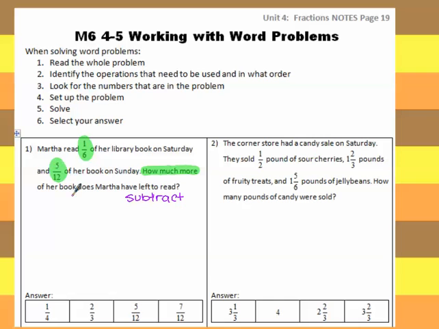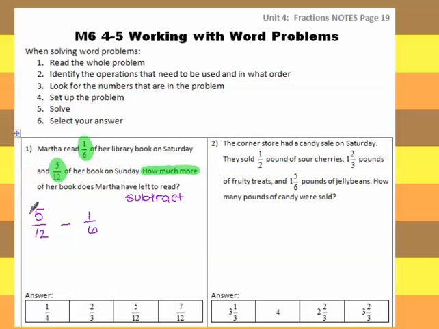So when I look at these, I need to figure out which fraction am I going to put first. So in this case, I'm going to put 5/12 first because 5/12 is the larger fraction. If you put 1/6 first, it's not going to give you that much of an issue. It's just going to give you a negative number at the end, but we don't need to work with the negative number, so you can think of it as the positive in this case. But I'm going to start with the 5/12 minus 1/6. So I'm going to take what she read on Sunday minus what she read on Saturday.